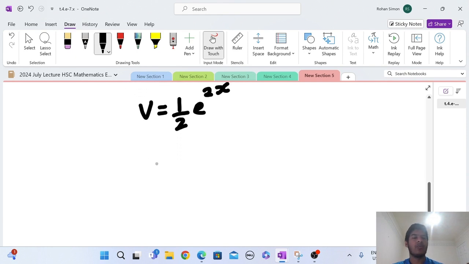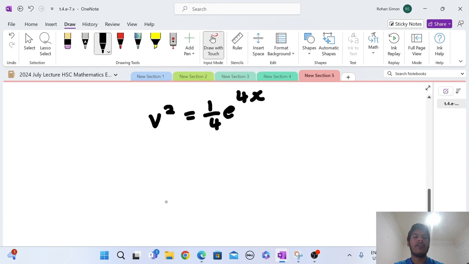So that means that we're probably not going to have to differentiate with respect to time again, because we have no t expressions, right? We could potentially try and use v dv dx, but in this case, I think what's better is, either way should work, but what I'm going to do is square it. v squared is 1/4 e to the power of 4x, and divide that by 2.